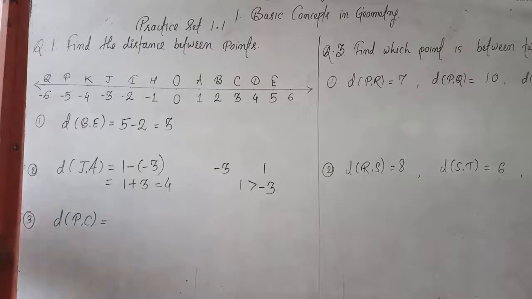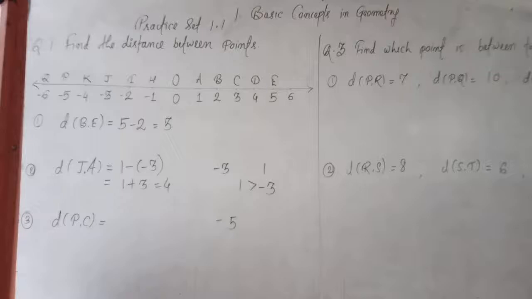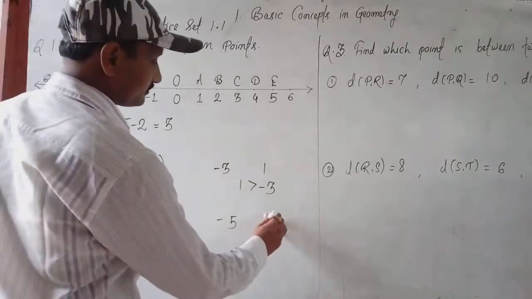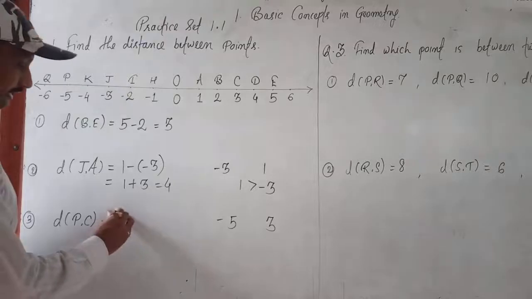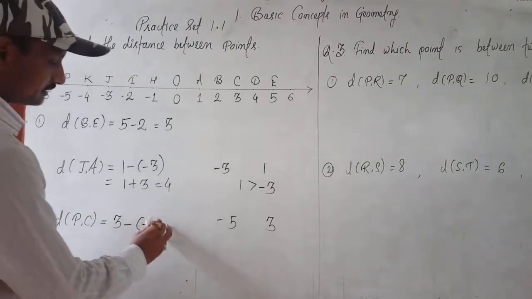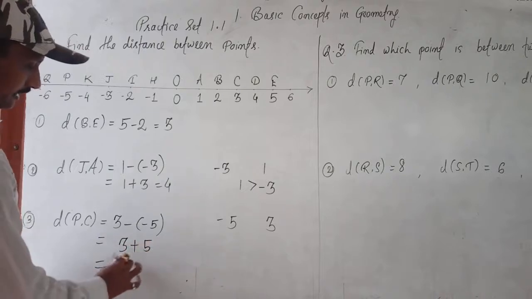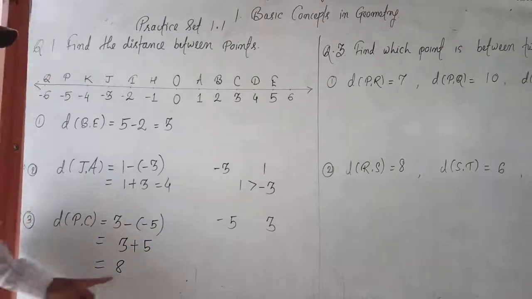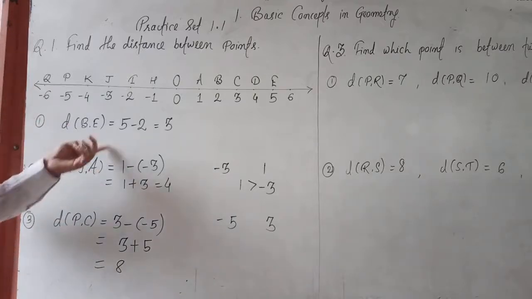Now the third question is the distance between point P and C. To find it, first look at the coordinates of point P and point C. The coordinate of point P is minus 5 and the coordinate of point C is 3. So easily we can say 3 is greater than minus 5. So subtract minus 5 from 3. So we get 3 plus 5 equals 8. So 8 unit or 8 centimeter.